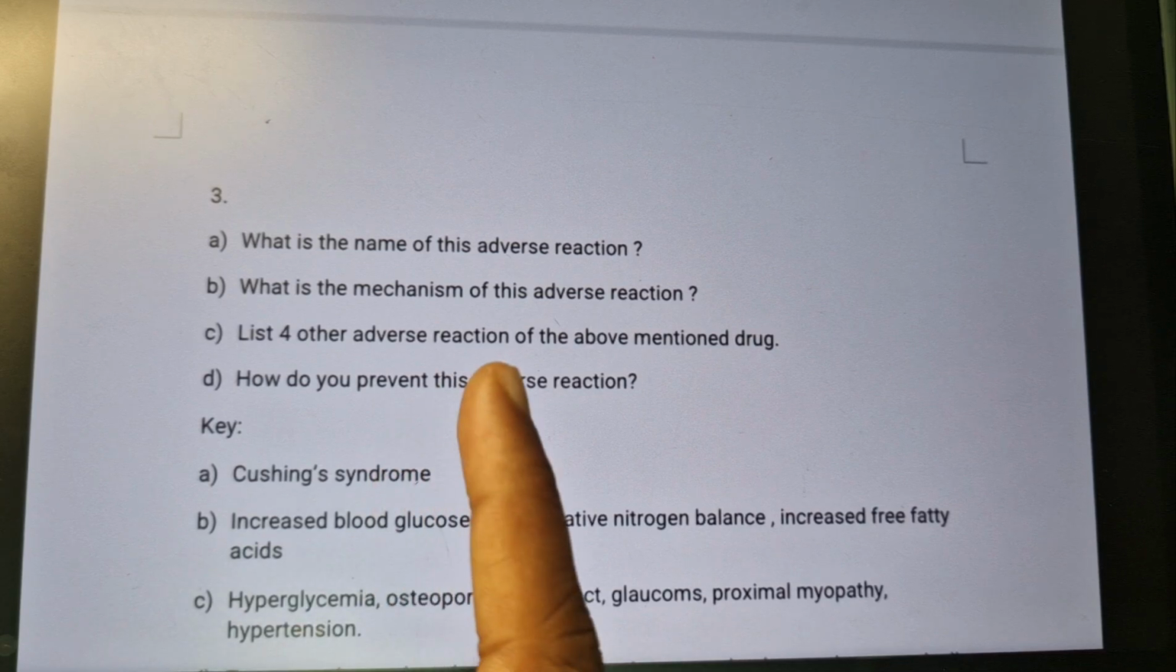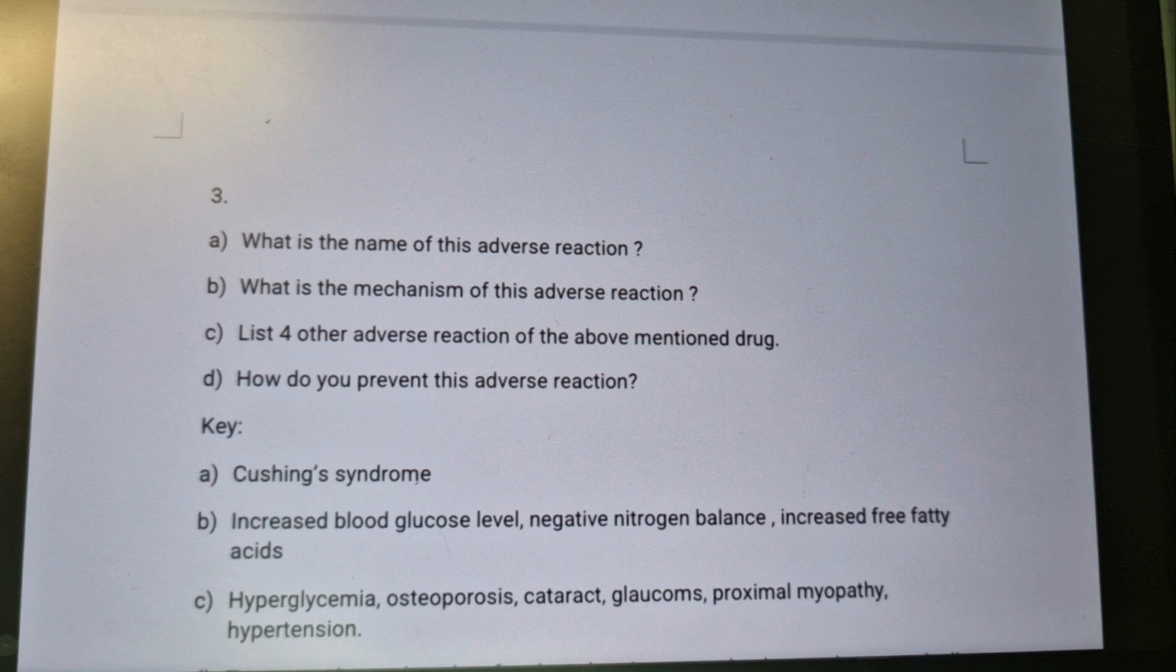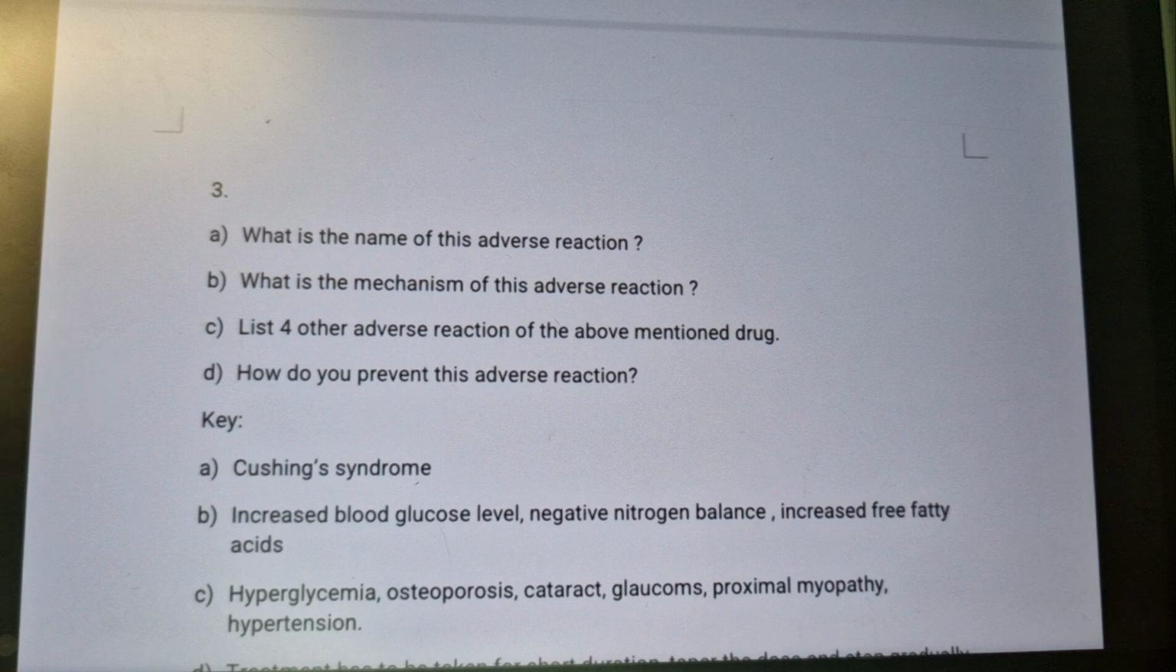Next, how do you prevent this condition? Glucocorticoids should be taken for a short duration of time, because all these adverse effects will be caused by the glucocorticoids or any corticosteroids. So you have to take them for a short duration of time, and then tapering, that means lowering the dose, and then gradually you have to stop the treatment. This is how you prevent this condition.